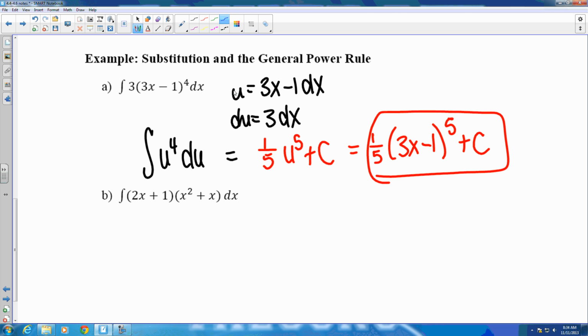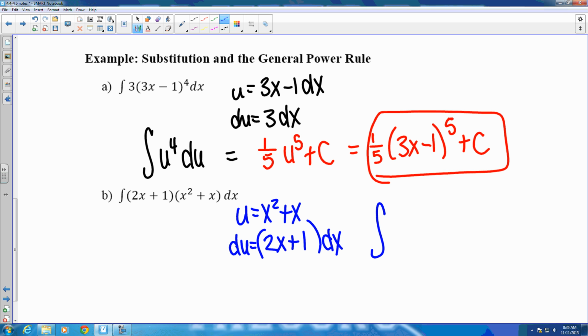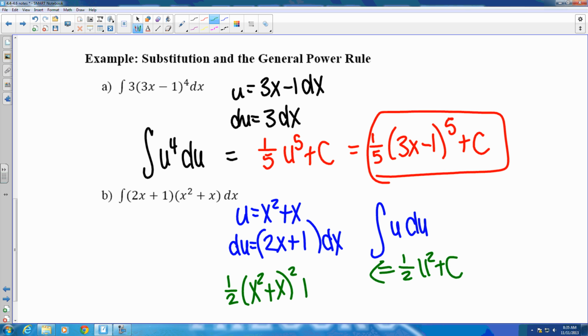This next one you could just go ahead and multiply through to do it, but let's do some u substitution practice. Our u is x squared plus x. du is 2x plus 1 dx, which means we match. Integral of u du, because it wasn't raised to any power or anything. Integral of u is 1/2 u squared plus c. And then we're going to put the u back in. 1/2 (x squared plus x) squared plus c.